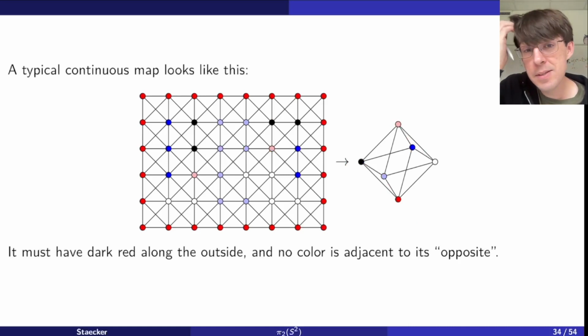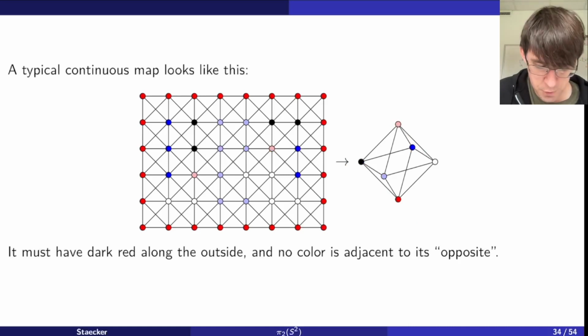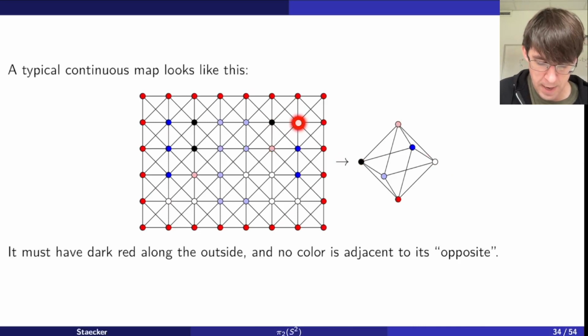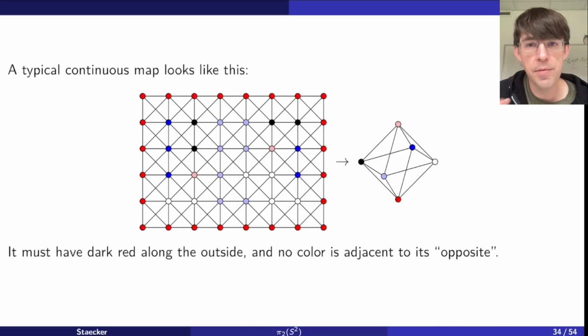What that means is you're not allowed to have two points over here which are next to each other, but they map to points which are not next to each other over here. Which means on this picture over here, you can never have a black next to a white or a dark blue next to a light blue. It doesn't happen. If that were the case, then this would be an illegal function because it's not continuous. All right.